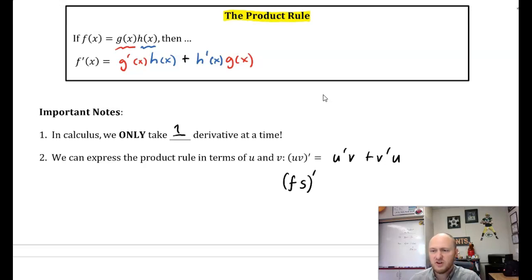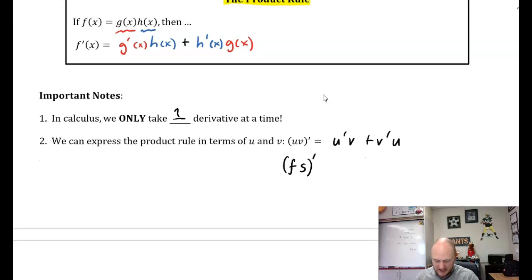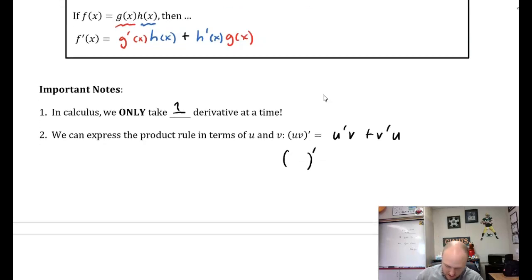F prime, the derivative of f and s. And in fact, I like color coding this because this kind of helps us. The derivative of f times s, where they are functions, is f prime, the derivative of the first one, times the second, plus the derivative of the second, s prime, times the first. And that is the product rule.